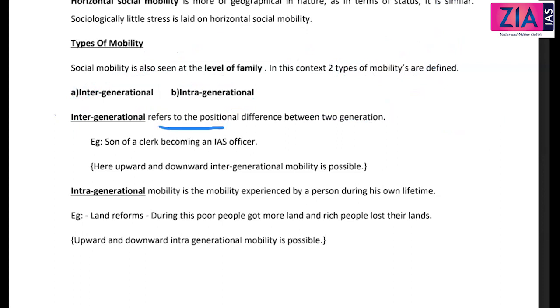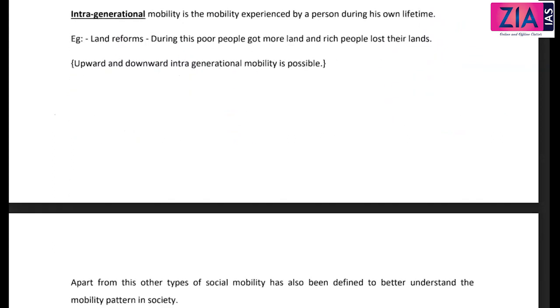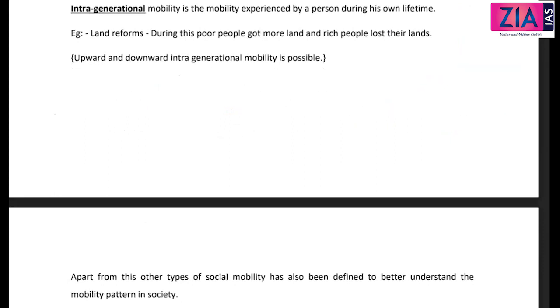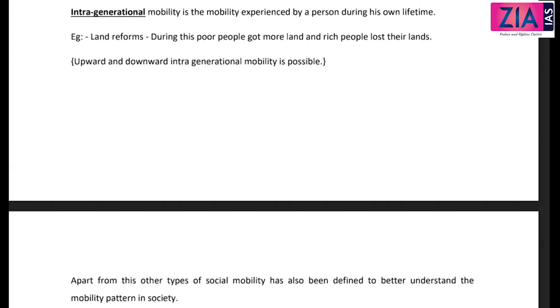Intergenerational refers to positional difference between two generations. Example is given here: son of a clerk becoming an IAS officer. So here upward and downward you can write, right? No confusion. Intragenerational is mobility experienced by a person during his own lifetime. Land reforms: poor people got the land and rich people lost their land. So this is upward and this is downward.